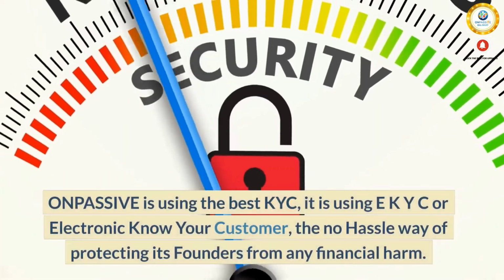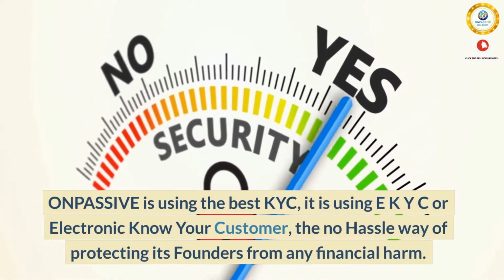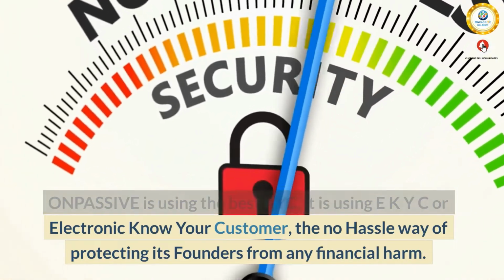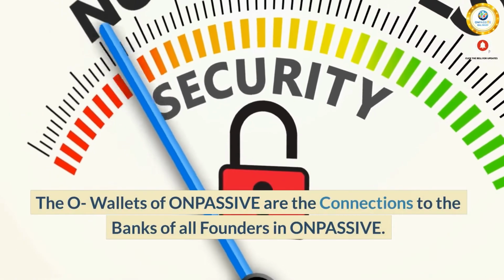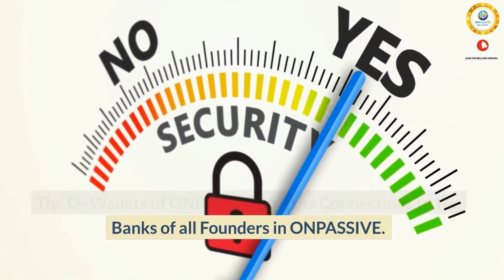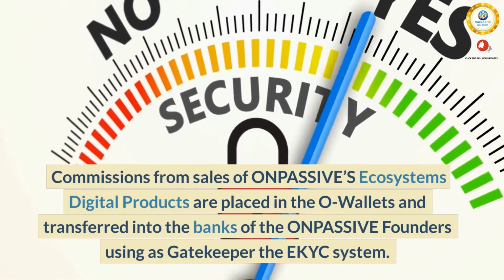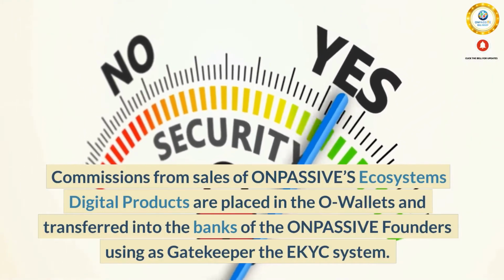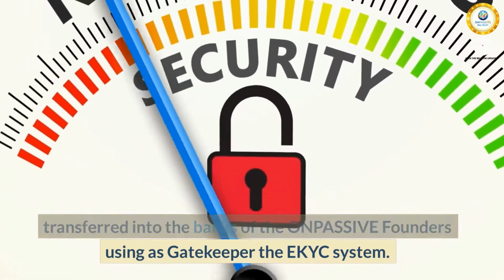OnPassive is using the best KYC. It is using eKYC or electronic Know Your Customer, the no-hassle way of protecting its founders from any financial harm. The O-wallets of OnPassive are the connections to the banks of all founders in OnPassive. Commissions from sales of OnPassive's ecosystem's digital products are placed in the O-wallets and transferred into the banks of the OnPassive founders, using as gatekeeper the eKYC system.